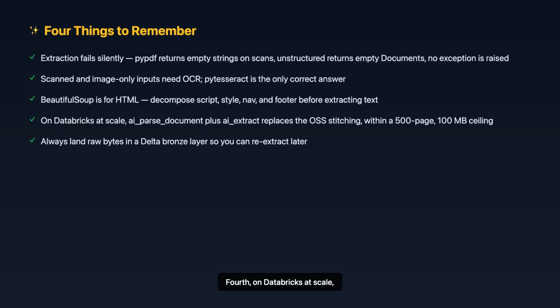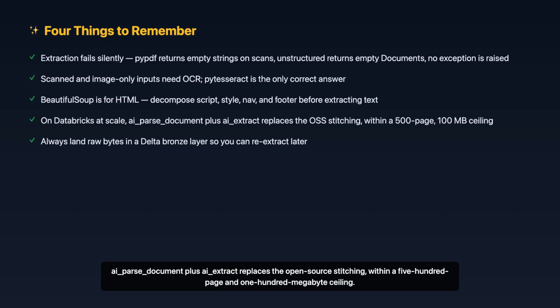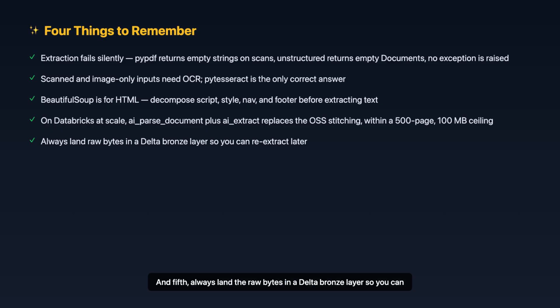Fourth, on Databricks at scale, ai_parse_document plus ai_extract replaces the open source stitching within a 500-page and 100-megabyte ceiling. And fifth, always land the raw bytes in a Delta bronze layer so you can re-extract later.